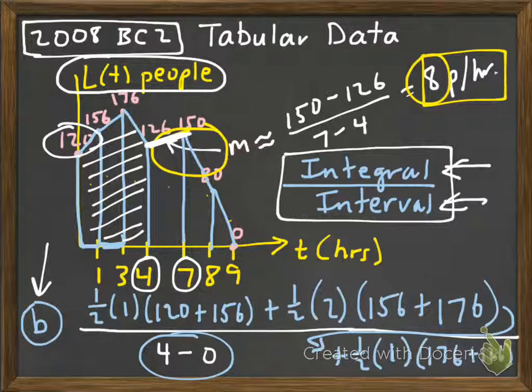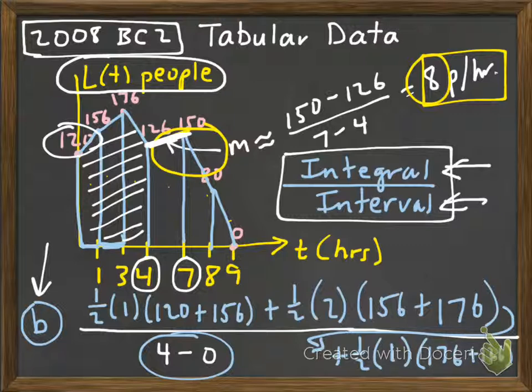We can easily find the slope of that line: y2 minus y1 over x2 minus x1, and then we get 8. So 24 divided by 3 is 8, and that would be people per hour, and you want to make sure you write that. So that's part A.